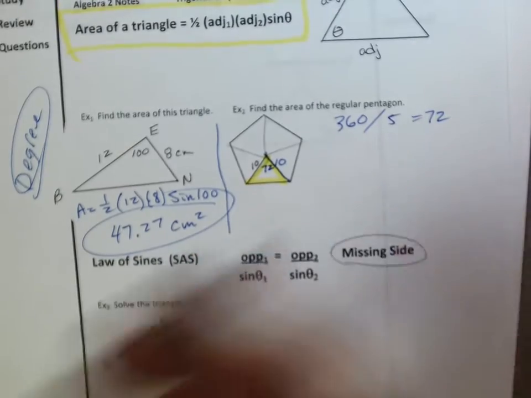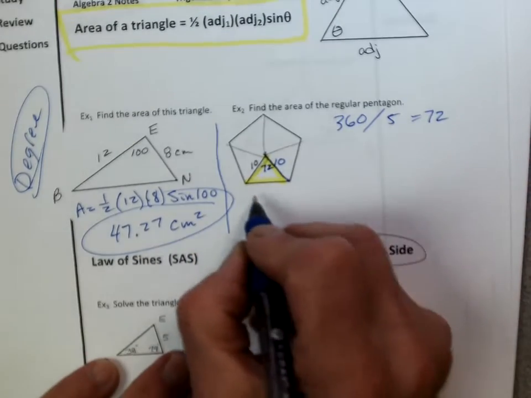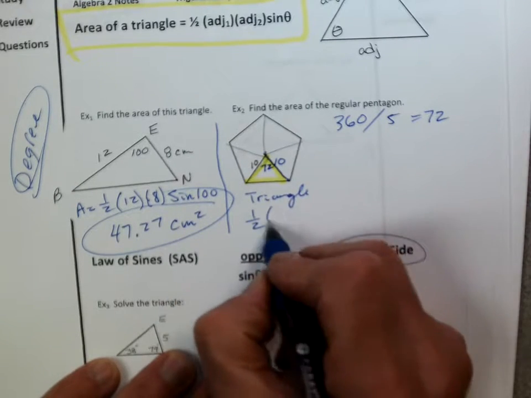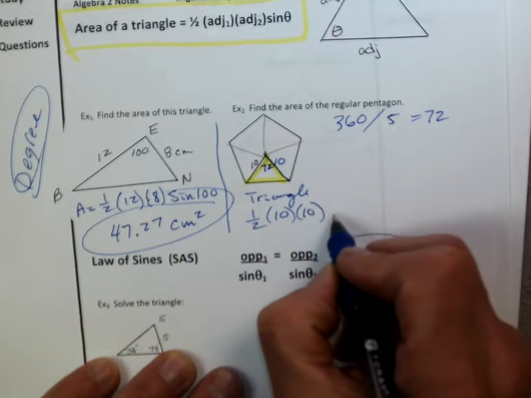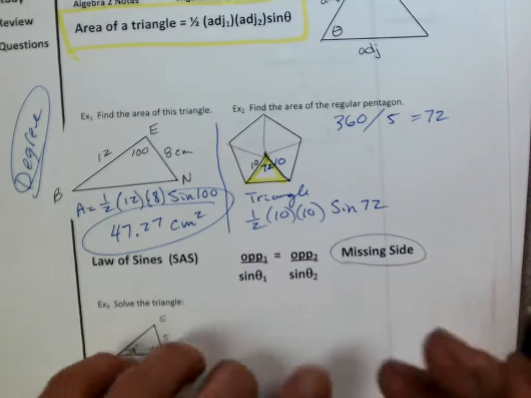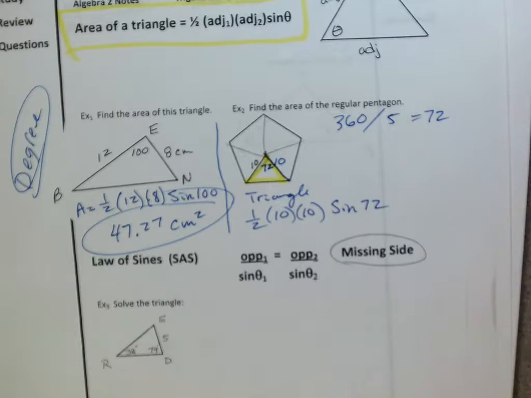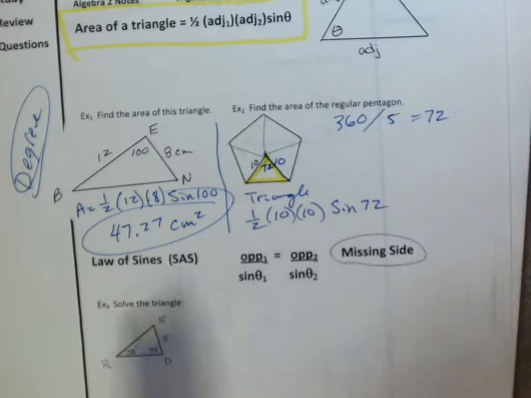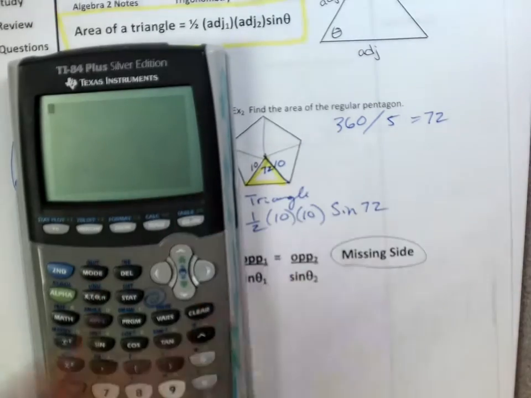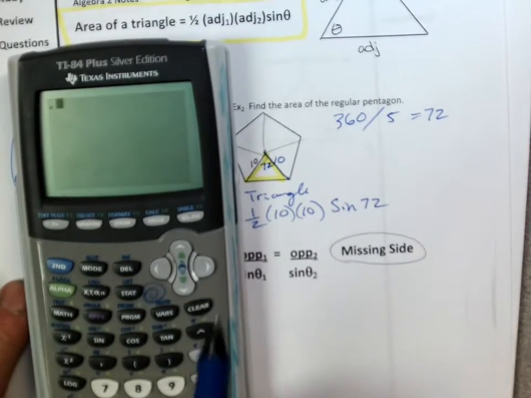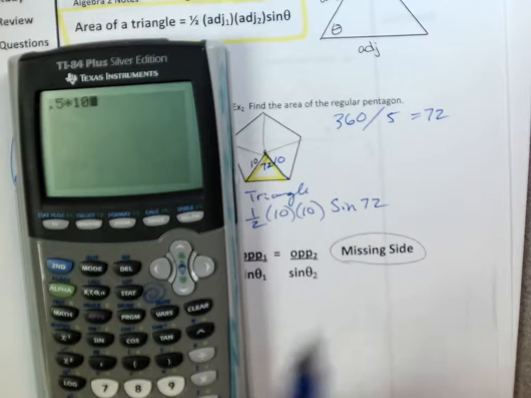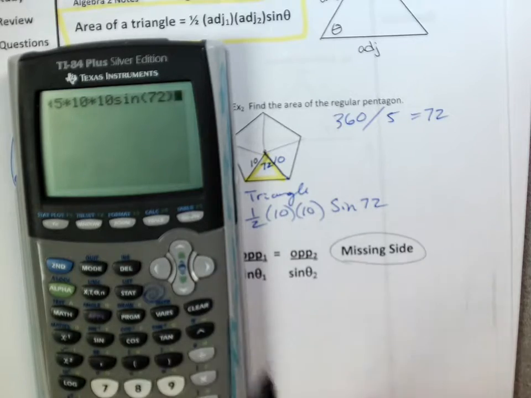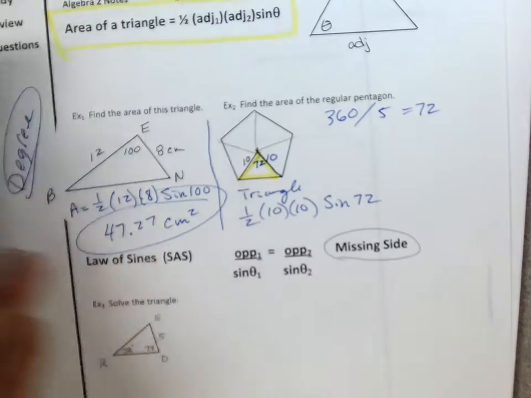So to find the area of this triangle, we're simply going to go 1/2 times 10 times 10 times the sine of 72. It's just the same formula. It's going to be 1/2 adjacent times adjacent times sine of the angle. Let's use our calculator to get the answer. So we'll just go 0.5 times 10 times 10 times the sine of 72. Get an answer about 47.55.